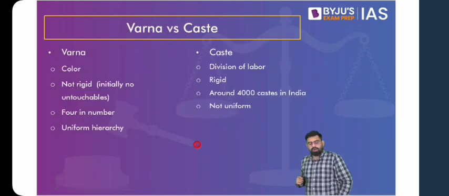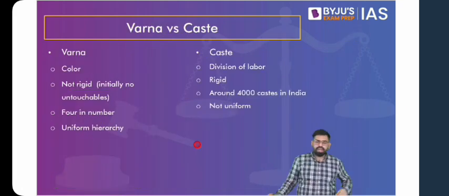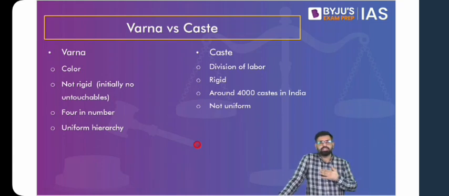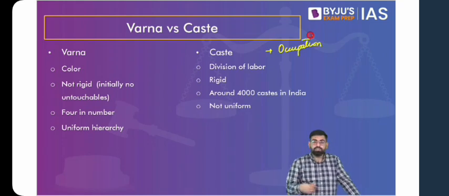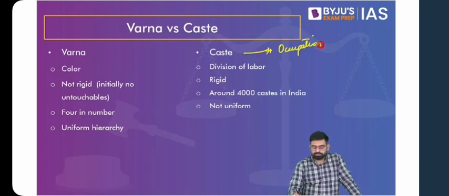Now, when we talk about the Varna system in the Vedic era, we had the stratification of Brahmins, Kshatriyas, Vaishyas, and Shudras. Again, it was on the basis of your work. There was also division of labor. But the difference is, in the Varna system, on the basis of your occupation, your Varna will be decided. In the caste system, what are we saying? On the basis of your caste, your occupation will be decided. This is the occupation that you have to take up.